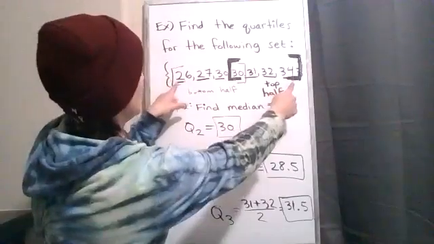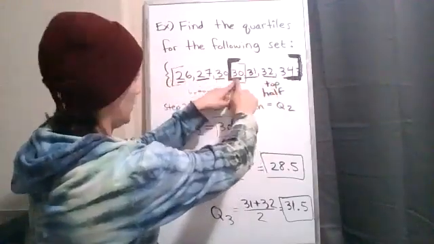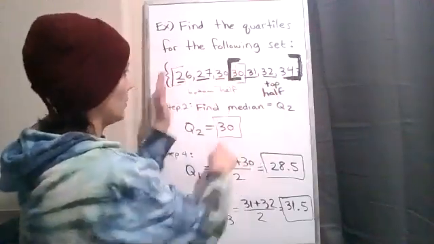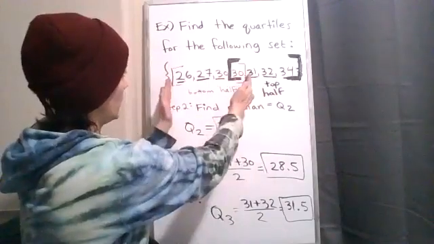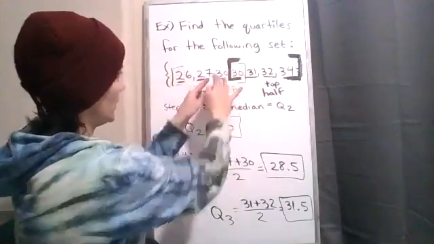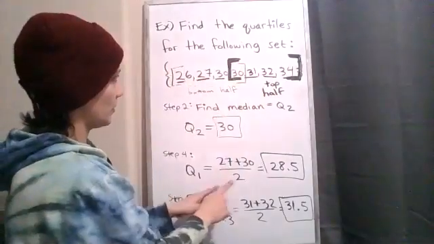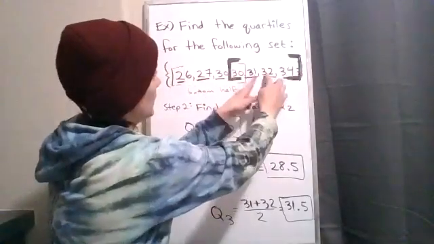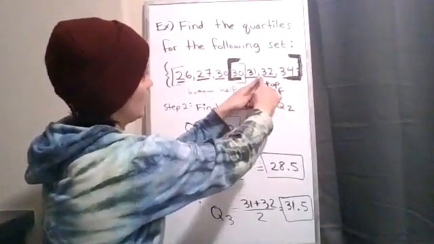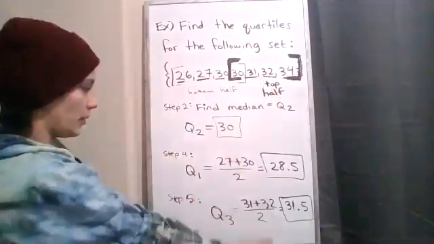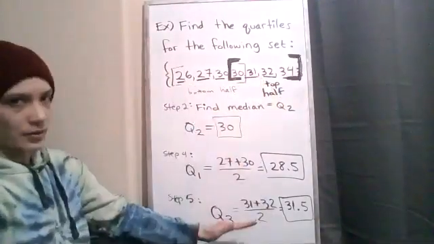So we went and found the middle, Q2. We included that and went and found this average. Awesome. And we went in here, found this average, should be 31.5. And those are all of the quartiles.